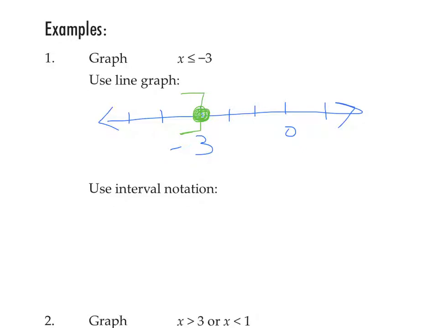Okay, they mean the same thing. We wouldn't usually use both, but I'm going to put them both on there so you guys can see. And now we have to decide which way we're going to shade. X is less than -3. That's what this says. So all the values that are less than -3 need to be shaded. So we're going to do some shading here.